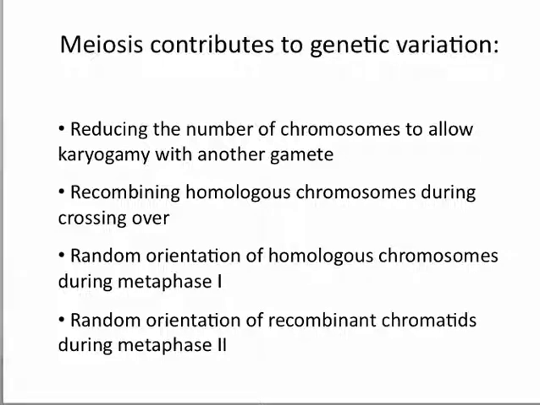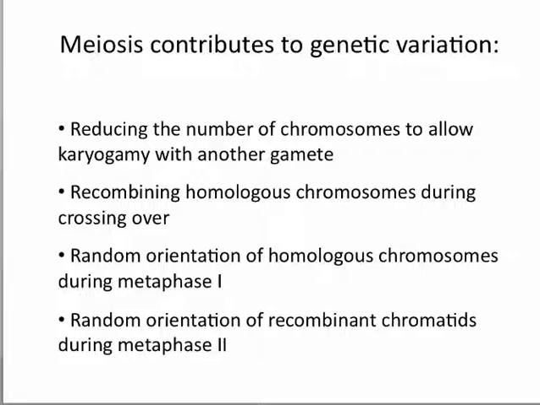So just to summarize, meiosis contributes to genetic variation by reducing the number of chromosomes, which allows karyogamy. So again, we go from diploid into haploid by meiosis, and karyogamy, which happens during fertilization, merges the nuclei of a sperm and an egg cell to go back to diploid. This is related to the principle of segregation. Meiosis also recombines the homologous chromosomes by combining information between the sister chromatids and crossing over.